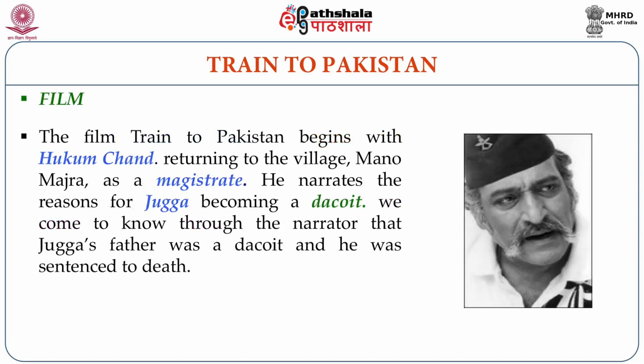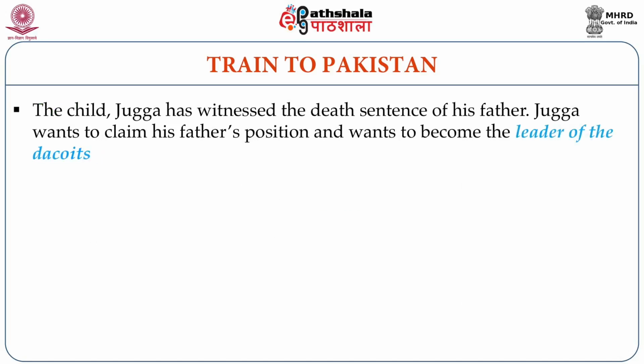However, the film Train to Pakistan begins with a series of outstanding incidents. Hukum Chand, the commissioner, returns to his village, Manu Majra. He narrates the reasons for Jugga, one of the inhabitants of the village, becoming a dacoit. We come to know through his narration that Jagga's father was a dacoit and he was sentenced to death. The child Jagga had witnessed the death sentence of his father.